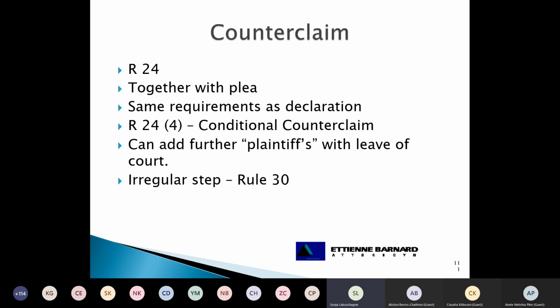Okay, counterclaim. Your counterclaim by the defendant, you have to do at the same time as the plea. Again, it can be a separate document, but you must do it at the same time. So you can have a special plea and counterclaim as well. Same requirements as your declaration and all your other pleadings. And you get this thing that you call a conditional counterclaim. Anybody want to offer an explanation of what a conditional counterclaim is?